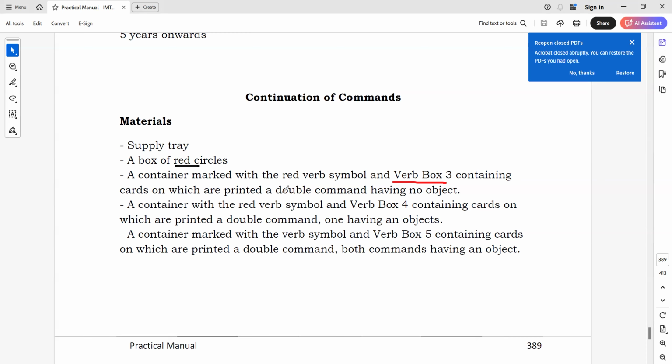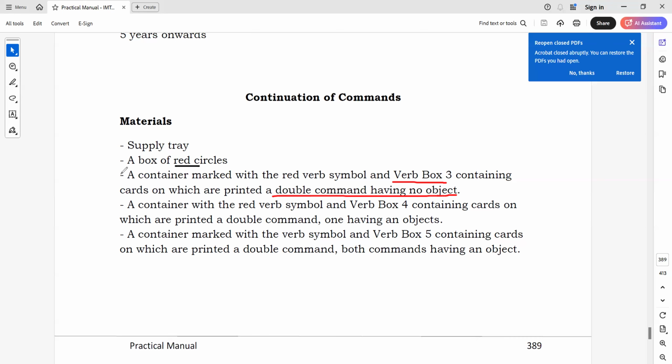Now we will understand what double commands with no objects are. Double commands means I can have double actions: two actions, no object. This is what we are trying to focus on. All this time we were focusing on one action with an object, or without an object. One action with an object was my transitive verb. One action and no object was intransitive. Now we will be working with double commands, that is, two actions with no objects. So we will have this in our verb box 3.